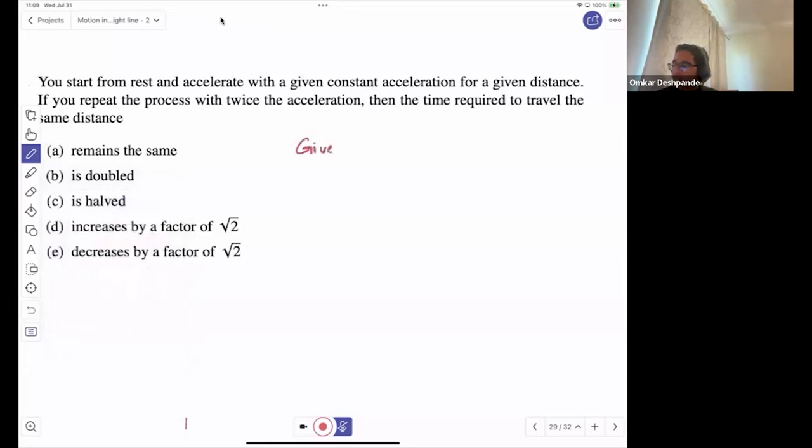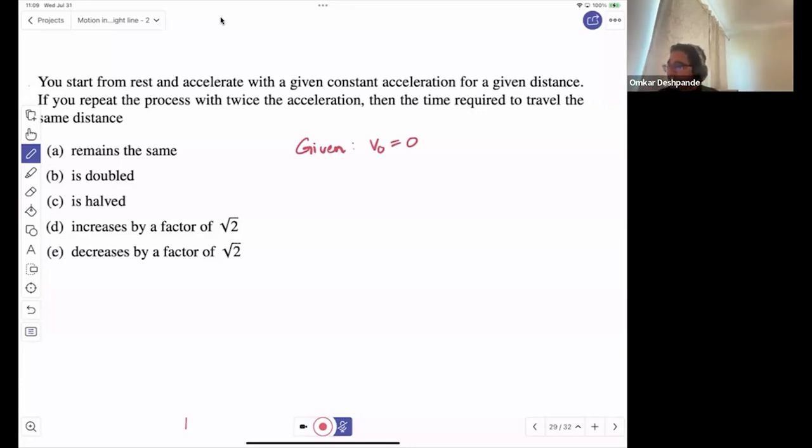All right, so what is given? You're given that you're starting from rest. Again, we are comparing two scenarios here. So even if the values are not given, what matters is whether the variables, acceleration and so on, are the same across both scenarios or not. If they are the same, then you can assume them as being given.